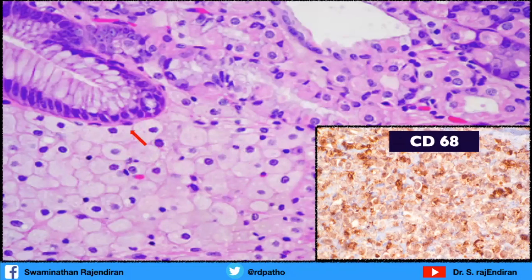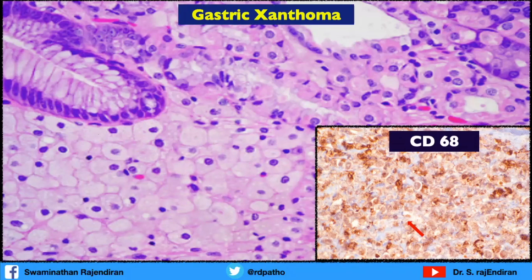Interesting condition. Here the lamina propria is full of cells with a distinct cell border, abundant foamy cytoplasm, most of the time a centrally placed nucleus. Sometimes it is pushed to the periphery. The central nuclear placement is very important for a diagnosis of xanthoma. Whereas in signet cells, it will be a predominantly peripherally pushed nucleus. And when you have doubt, you do a CD68, which will be strongly positive. And so this is a gastric xanthoma.